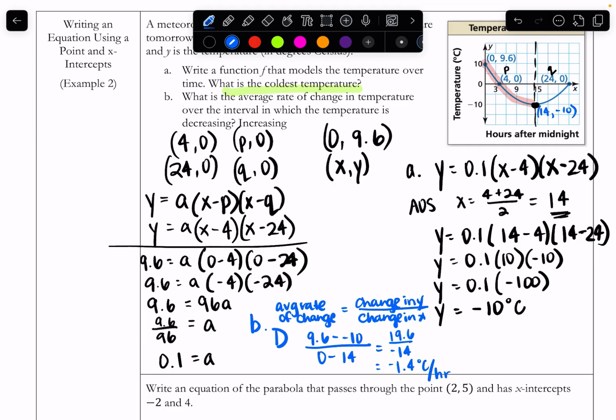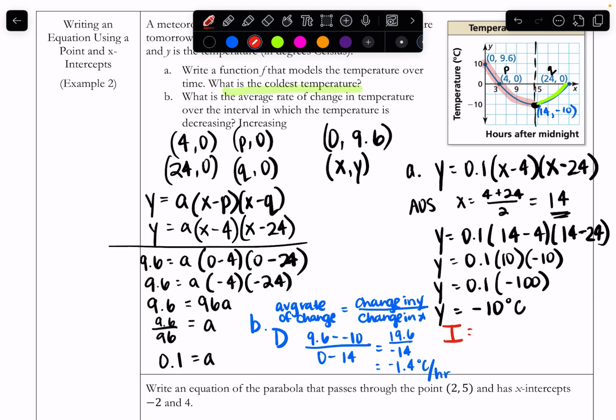Okay, for the increasing, I'll do that in a different color here. Okay, that is going to be my other portion of the graph. So when we start rising back up as we're approaching sunrise. Okay, so for that one, I have two different points. All right, I have 14, negative 10, and I have 24, 0. You're always going to use those outside points.